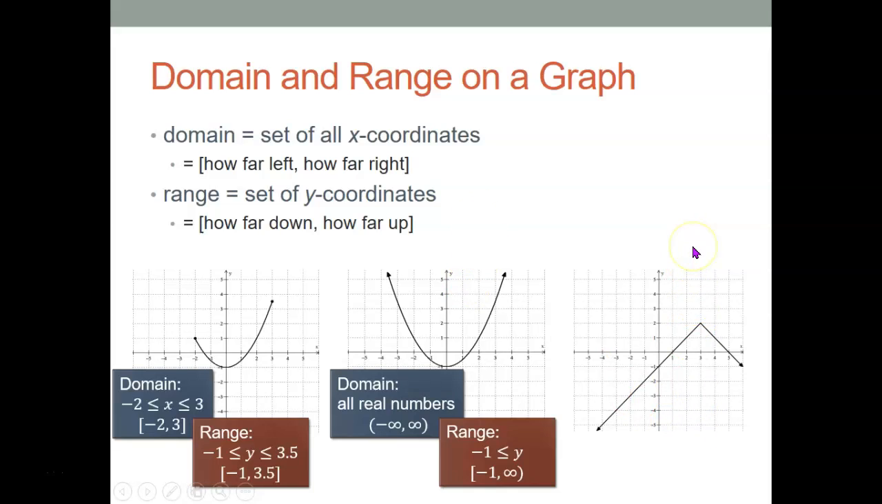What about this third graph? Can you see what the domain is? What are the x coordinates of the points that make up the graph? From how far to the left to how far on the right? Well, from -infinity to +infinity. That is all real numbers. There's a point on the graph for every possible x.